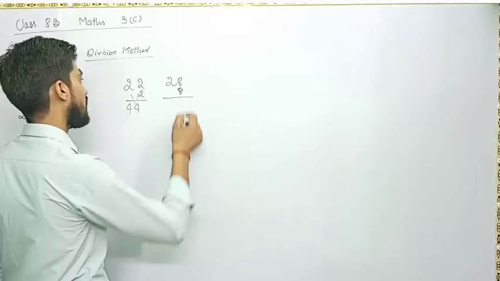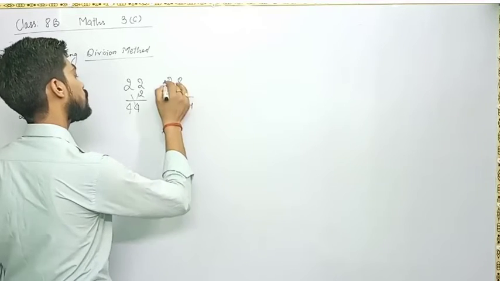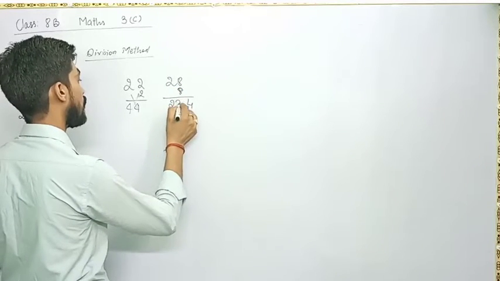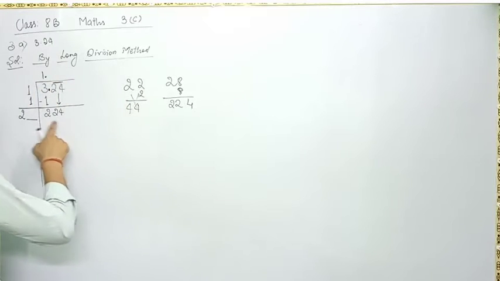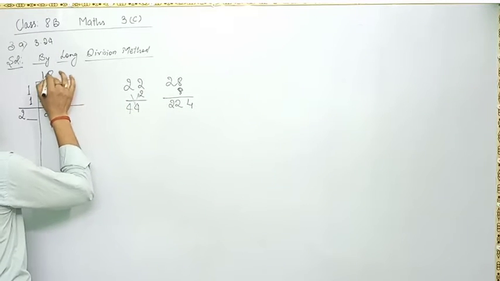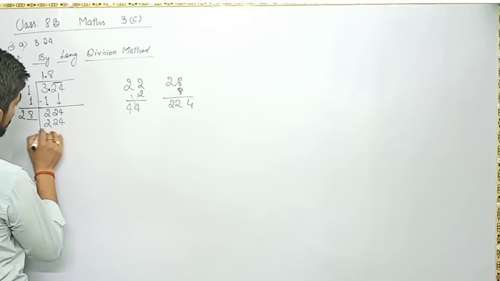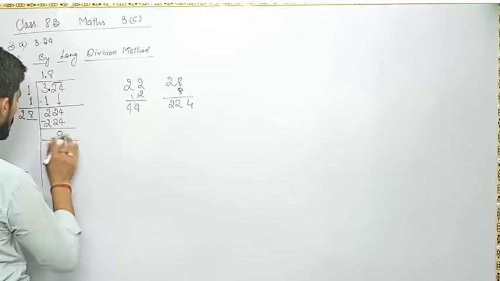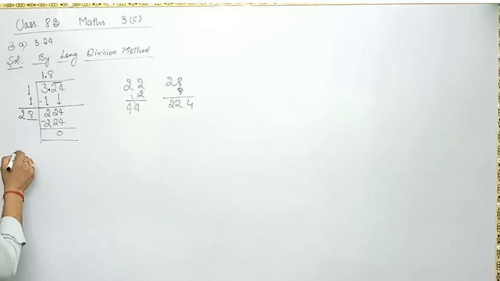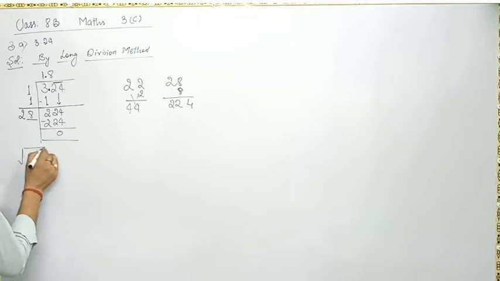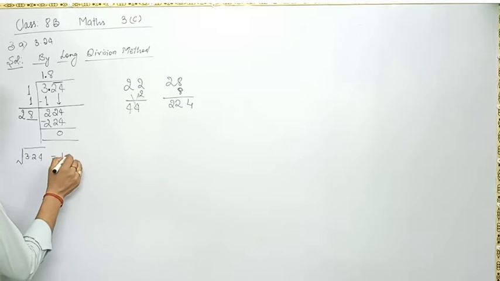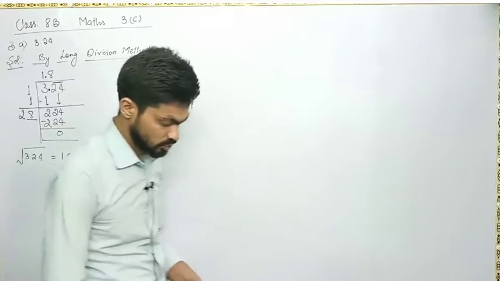That we will not take. 8 8s are 64 and 8 2s are 16 and 6 is 22. So you can see here 224, here 224. So we will write here 8. Here also 8. So 224 subtracted, it became 0. It means we can write the square root of 3.24 is 1.8. Correct? In this manner you can solve this question.